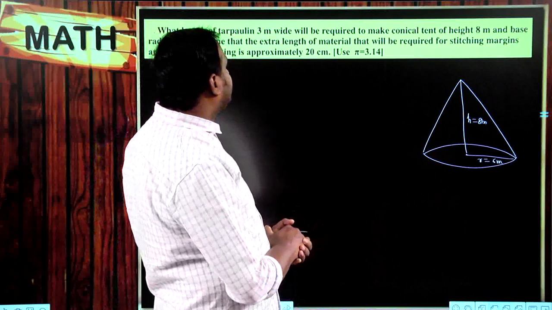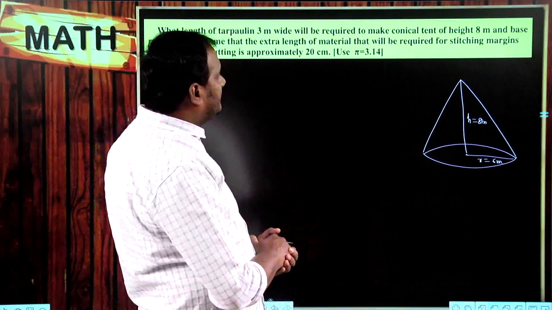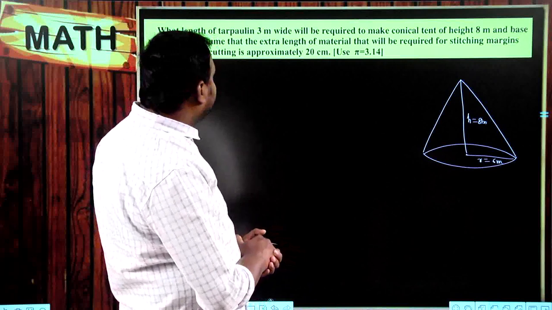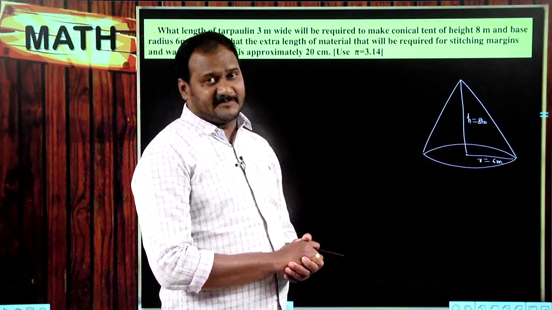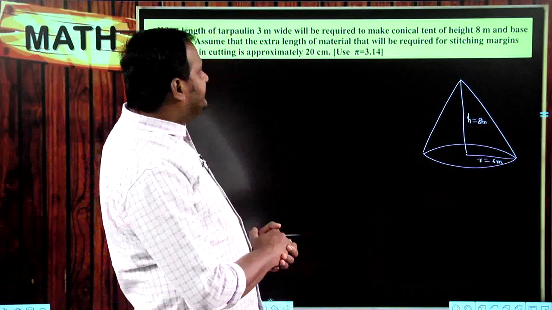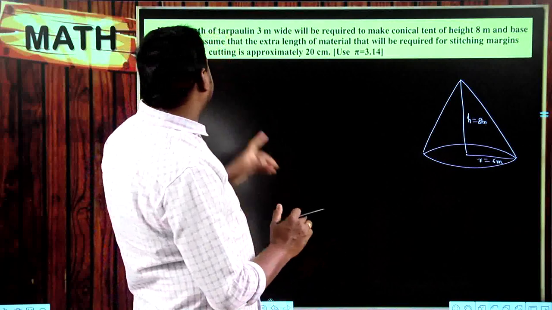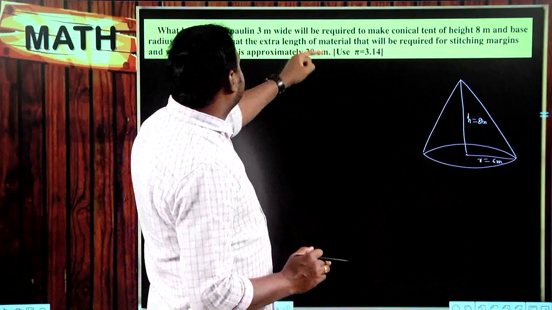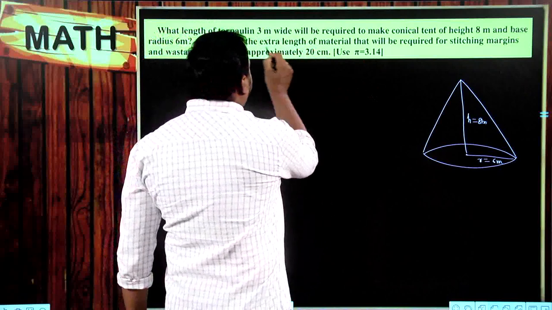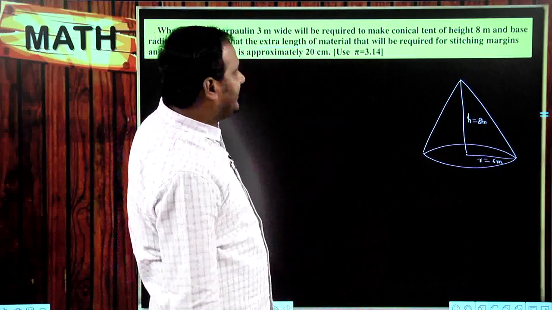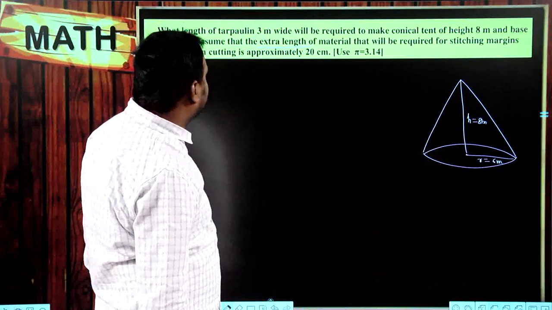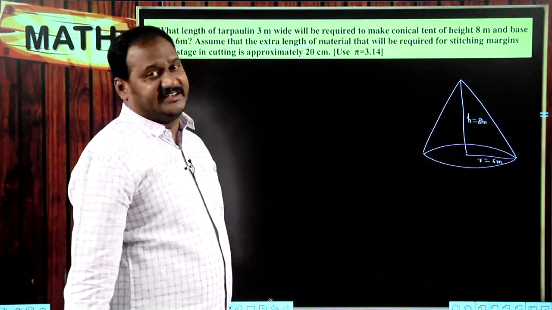Assuming that the extra length of material that will be required for stitching margins and wastes in cutting is approximately 20 centimeters. See, 20 centimeters is the length. See here it was given. Assuming that the extra length of material that will be required for stitching margins and wastes in cutting is approximately 20 centimeters.